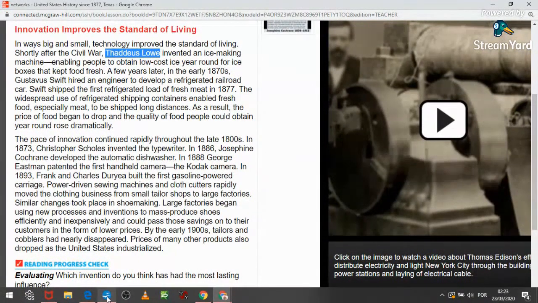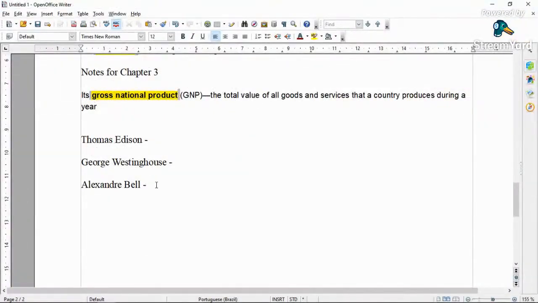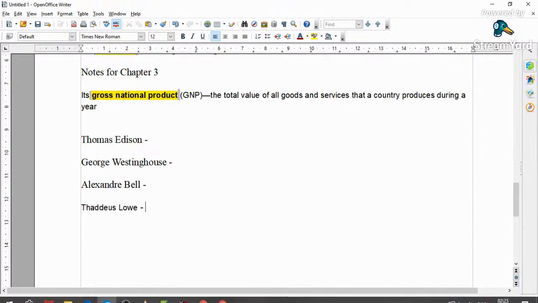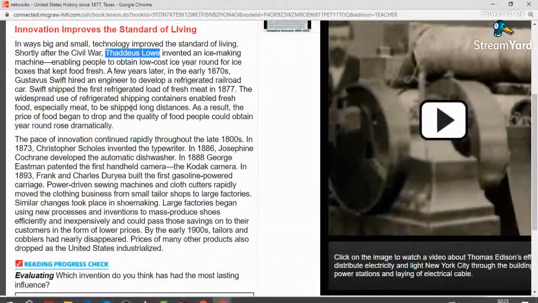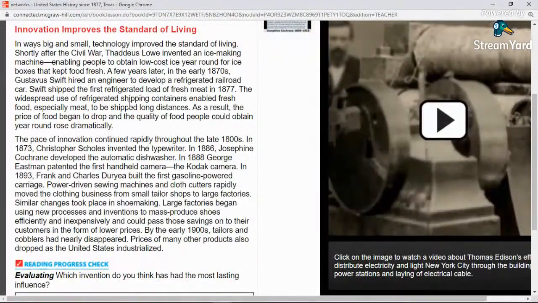Anybody know why ice making is important? Well, if you have food, it can save that food for longer, especially meat, right? Because some food can last for a very long time, and others can't. So you need something to refrigerate them. Before this, people would use a lot of salt, but with refrigeration, you could load fresh meat into the railway. It could be shipped long distance.